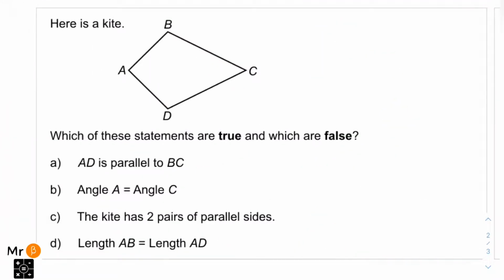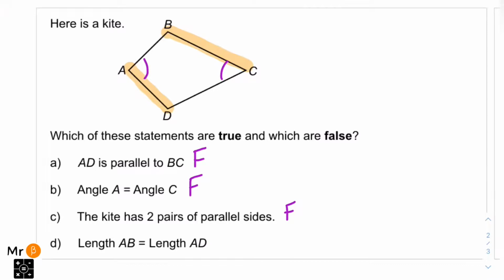Question 5. Which of these are true? AD, so we're looking at this length here, AD, is parallel to BC. Well, that one's false. They're not parallel. Angle A is equal to angle C. Again, false. The kite has two pairs of parallel sides. False again. We have no parallel sides in a kite.